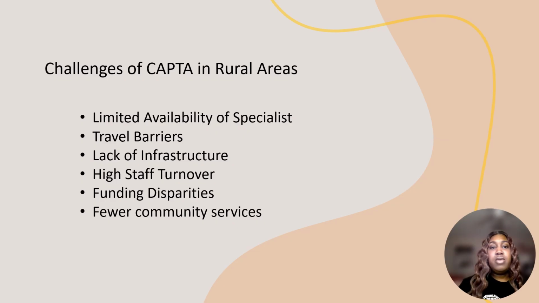They are community-based primary prevention programs and are often delivered through local resource centers. So the challenges of CAPTA policy in rural areas are limited availability of specialists, travel barriers, lack of infrastructure, high staff turnover rate of caseworkers or social workers, and funding disparities. This means that a lot of the policy's funding or grants go to urban areas where there is a majority of clients that they can serve, and fewer community services are available in rural areas.